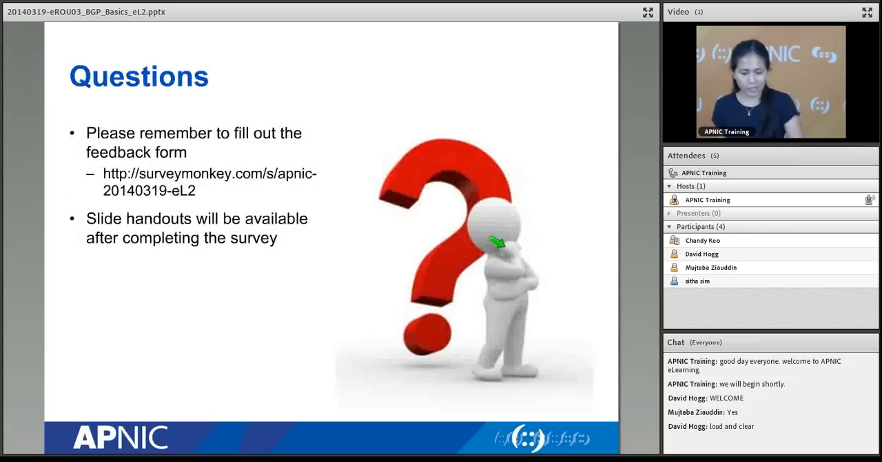So that's it. It's just a very brief 1-hour overview of what BGP does and how BGP operates. If you have questions, this is the time to do so. Please write them down on the chat.